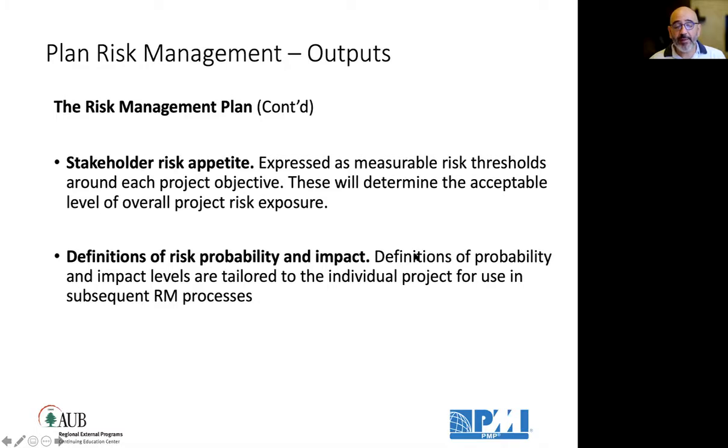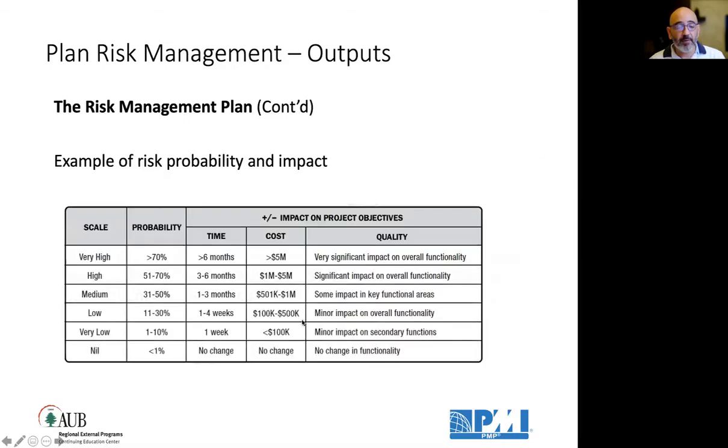Definitions of risk probability and impact. Since those are key factors in assessing the impact of the risk and the probability, the definitions of what is a high probability, what is a medium probability, what is a low probability should also be mentioned in the plan. For example, what do we mean by very high when it comes to time? Yani everything with an impact of a delay of 6 months will be considered very high risk, whereas anything with a delay of between 1 to 4 weeks will be considered low risk.